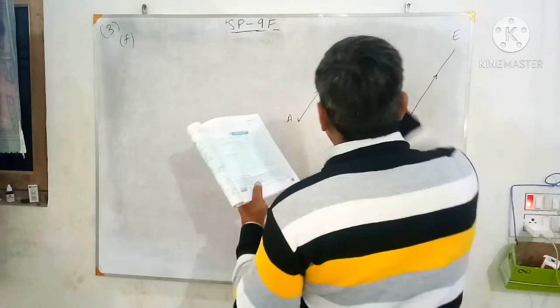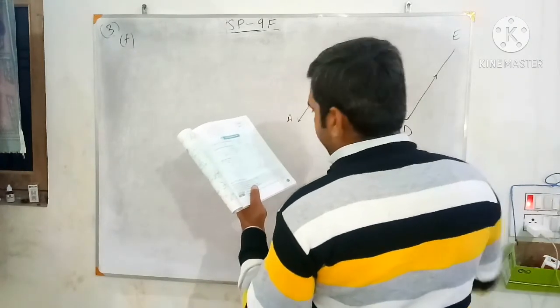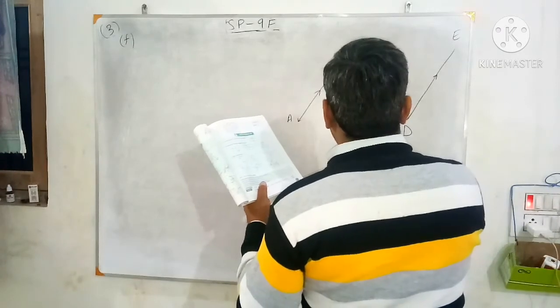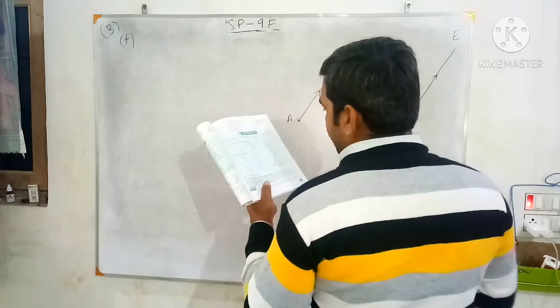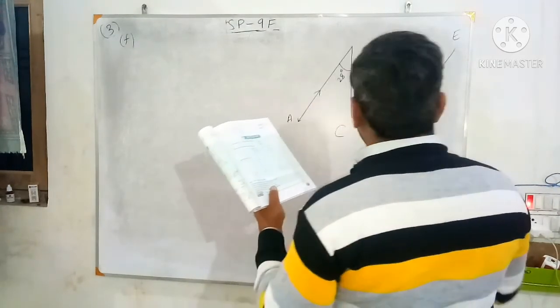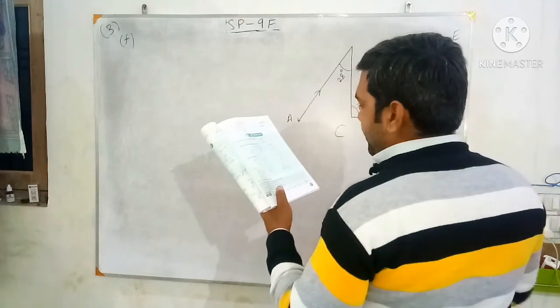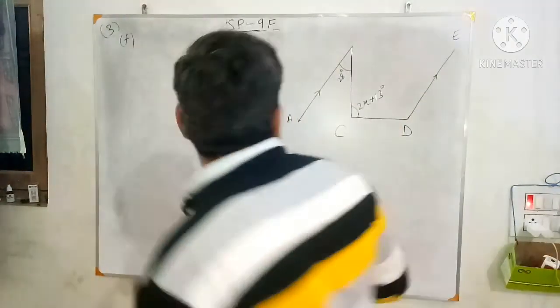This is angle 28 degree. That angle is what? 2x plus 13 degree. Now here also we have to calculate this value of x. Now see how we find this value of x.